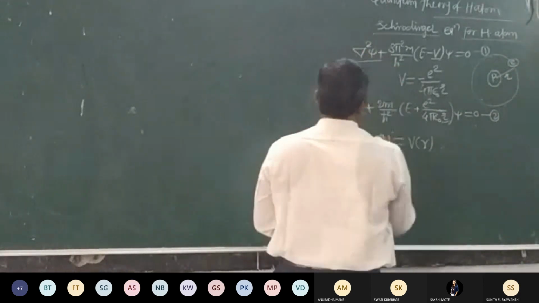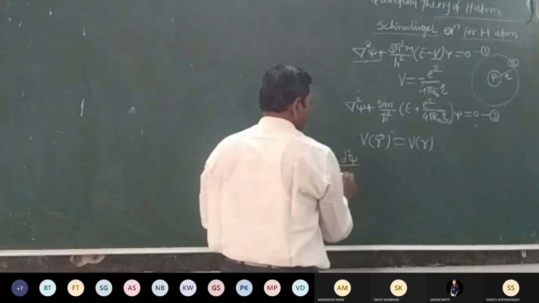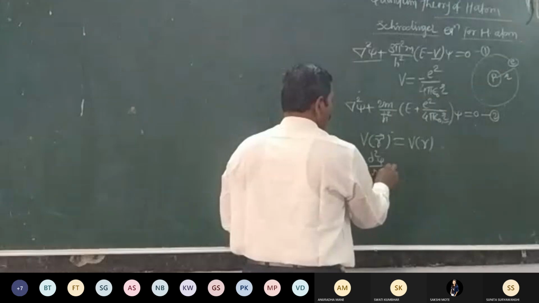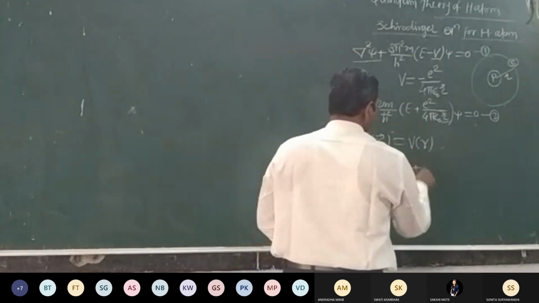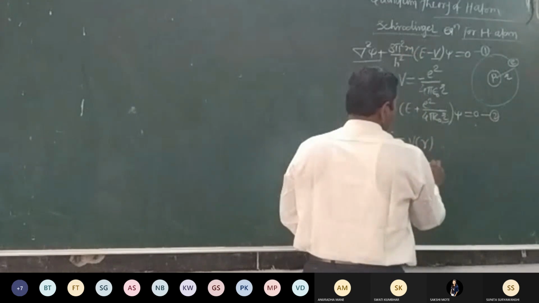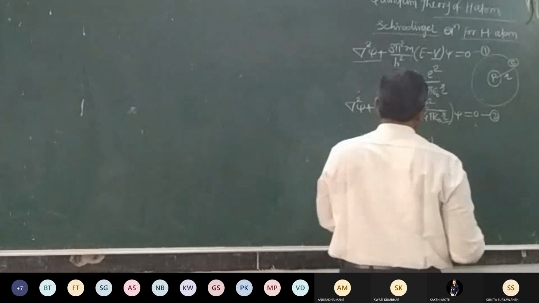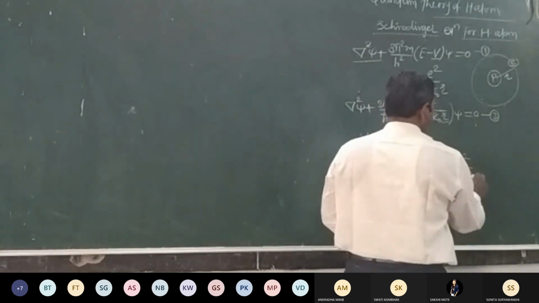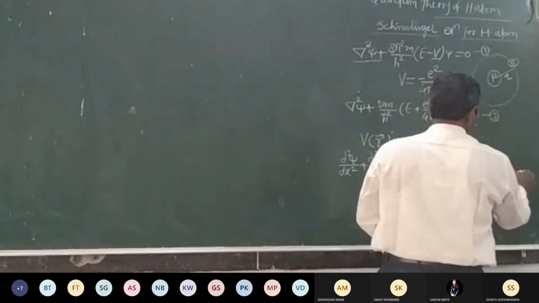So by putting the value of this del square, that is dou square psi upon dou x square plus dou square psi upon dou y square plus dou square psi upon dou z square, the equation becomes: plus 2m upon h cross square into e minus, e plus e square upon 4 pi epsilon 0 r, into psi is equal to 0.